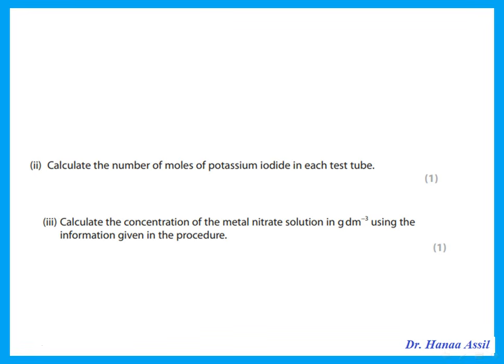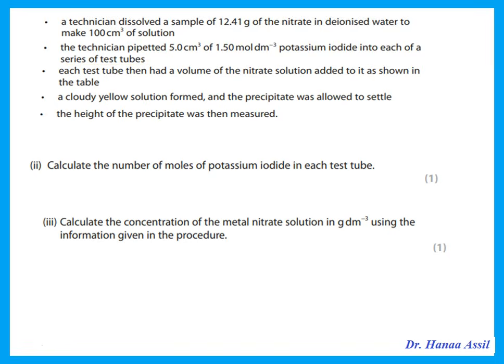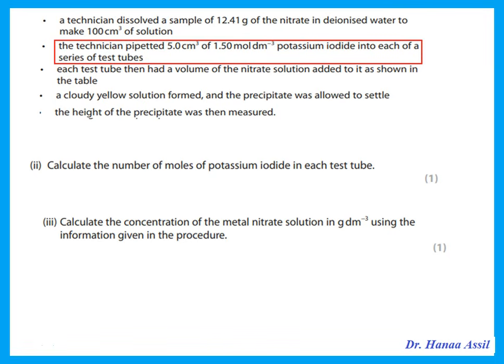Calculate the number of moles of potassium iodide. Okay, what did he add? He added 5 centimeter cubed of 1.5 mole per decimeter cubed potassium iodide. So we want to get the number of moles. Number of moles is concentration times volume. Remember the volume in centimeter cubed, I divide by 1,000, so it's actually 0.005. And that gives me the number of moles of potassium iodide in each test tube.